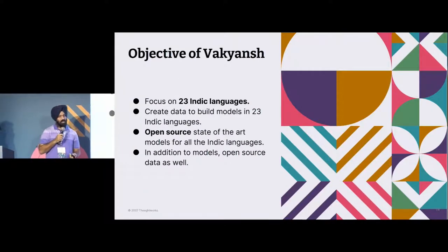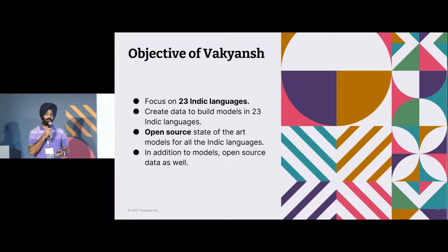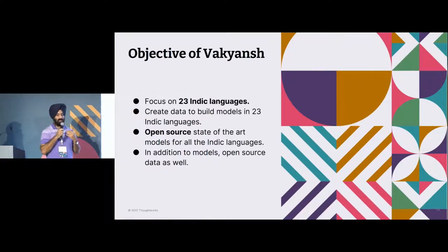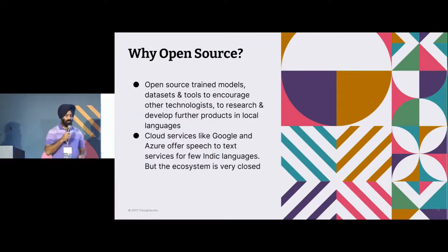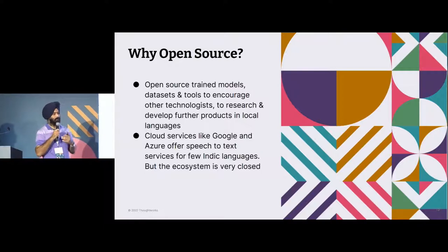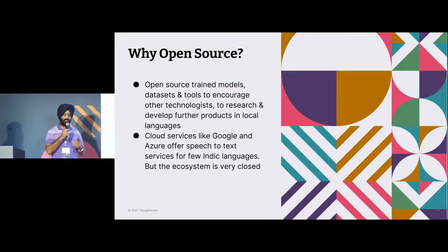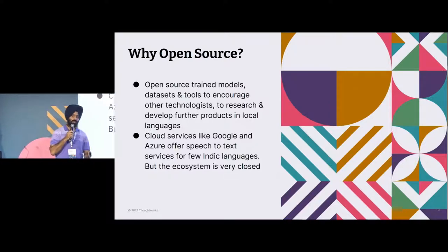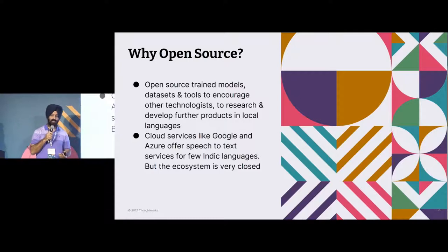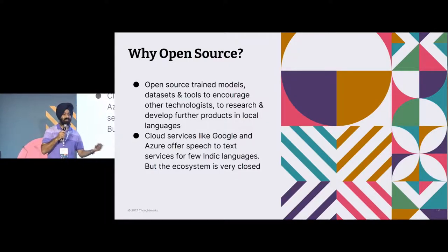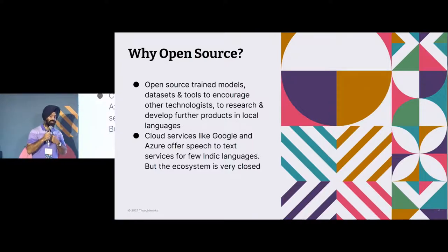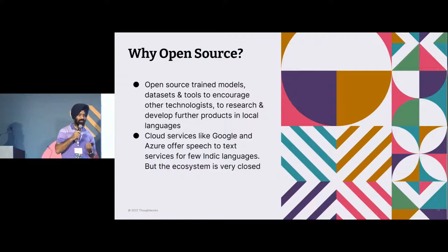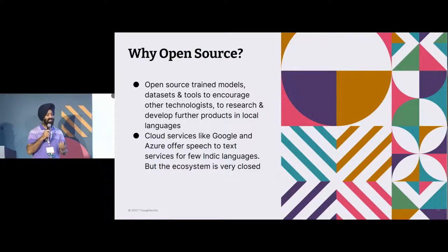And the objective of Vakyansh was very clear from the start: we need to focus on the 23 Indic languages in the first phase, and then open source all of these state-of-the-art models and data sets because we want to share our learnings and the resources that we create with the community. What we want to do is make an open ecosystem, right? There are some services that exist in the native languages, but they are not open source at the moment. So even if you want to create a system in your native language, you need to pay someone to build it, right? So our objective was to open source everything, models and data sets, so that people can engage with the community and build better apps in the native language, right?